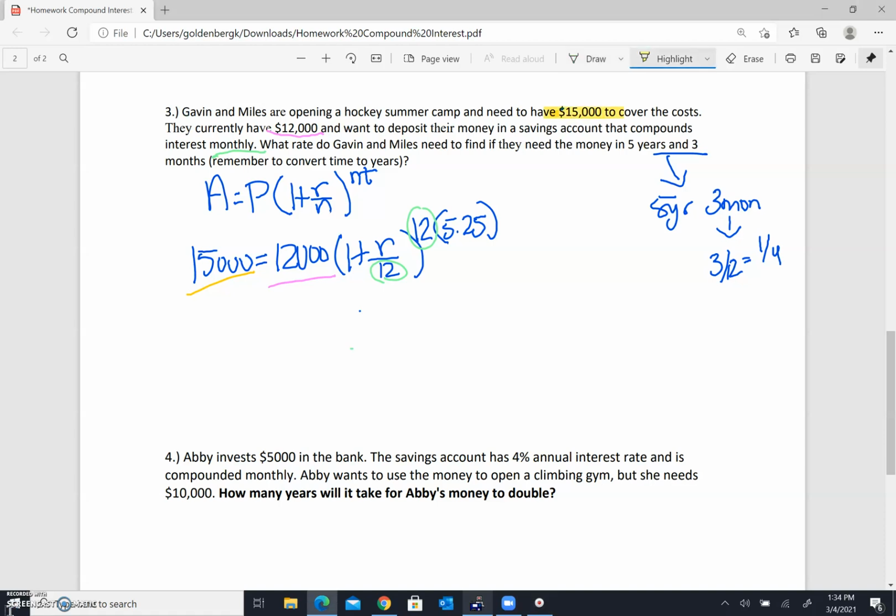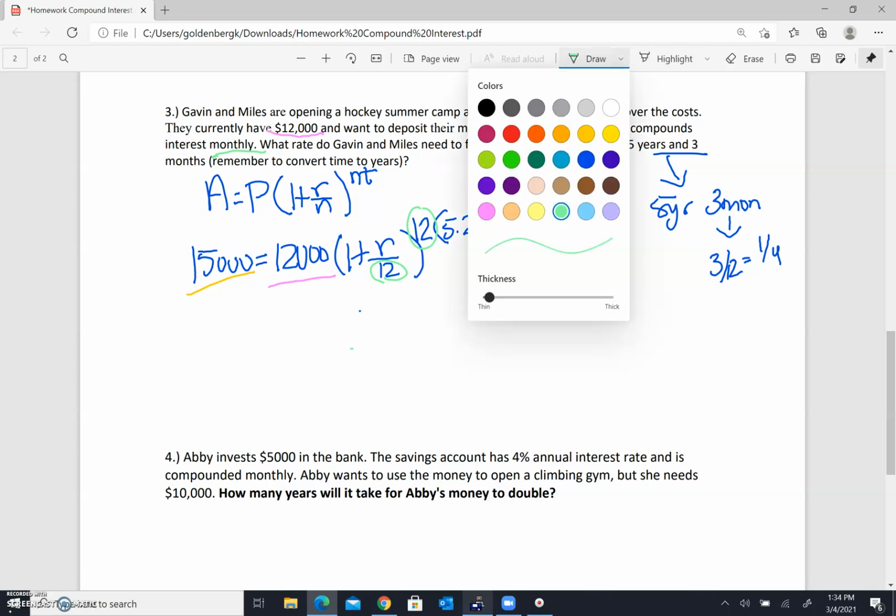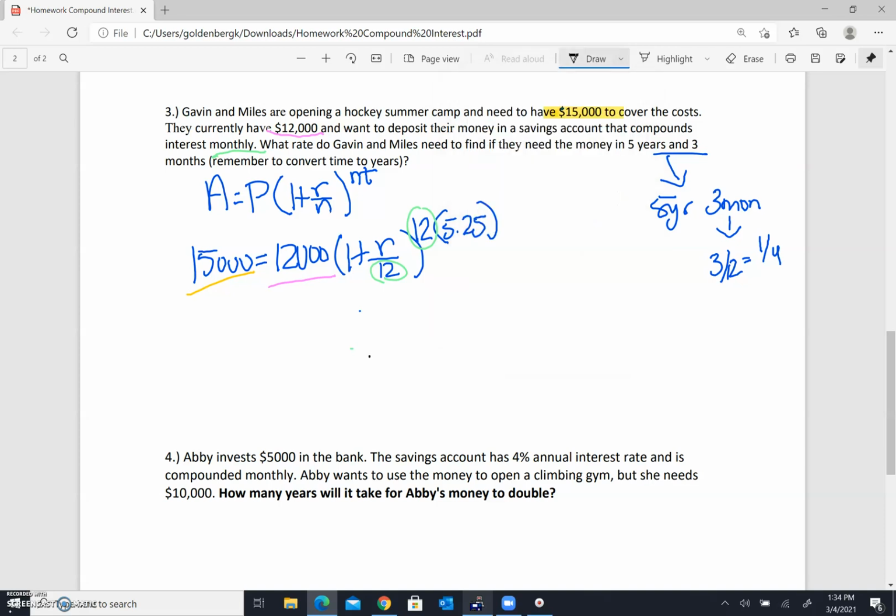So notice you've got the $15,000 for your final amount, $12,000 for original amount. We're looking for the interest rate. We know it's monthly. And then the other small thing that's a little different is 5 years and 3 months, to rewrite 3 months as a quarter of a year.